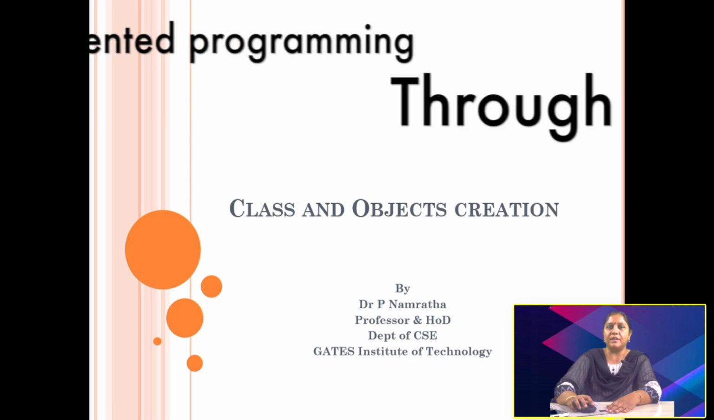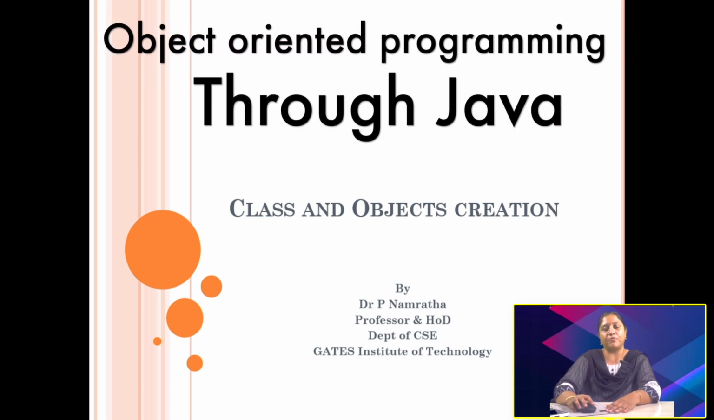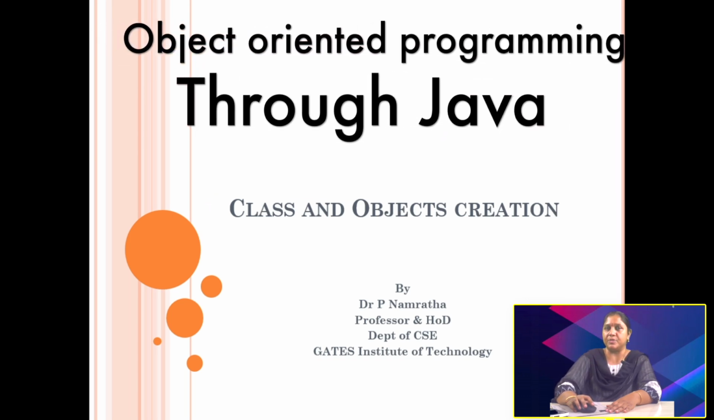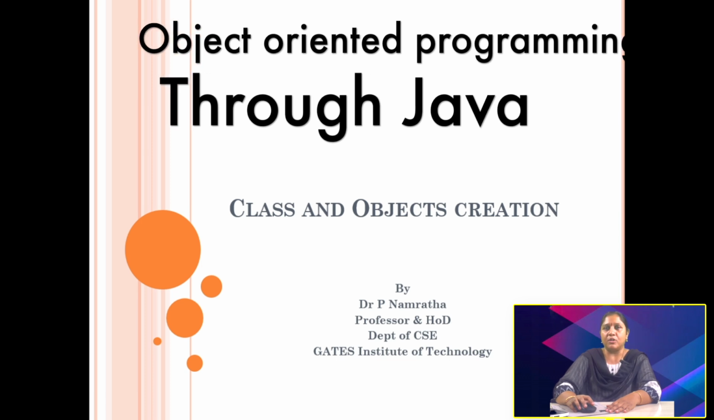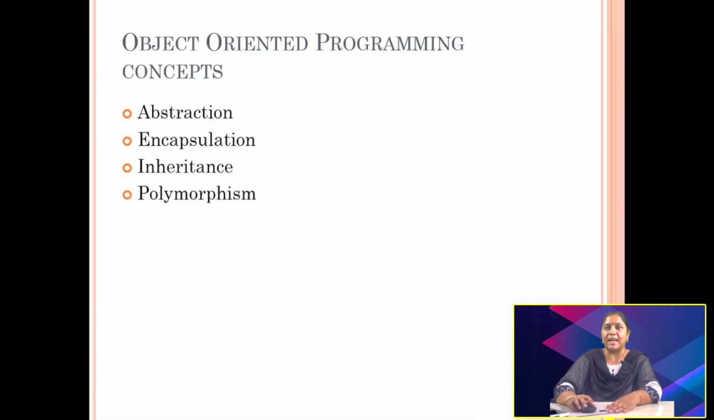Hello everyone. Today we will learn how to create class and object. Before going into the concept, we will revise the main 4 object-oriented programming concepts. The 4 object-oriented programming concepts are abstraction, encapsulation, inheritance, polymorphism.